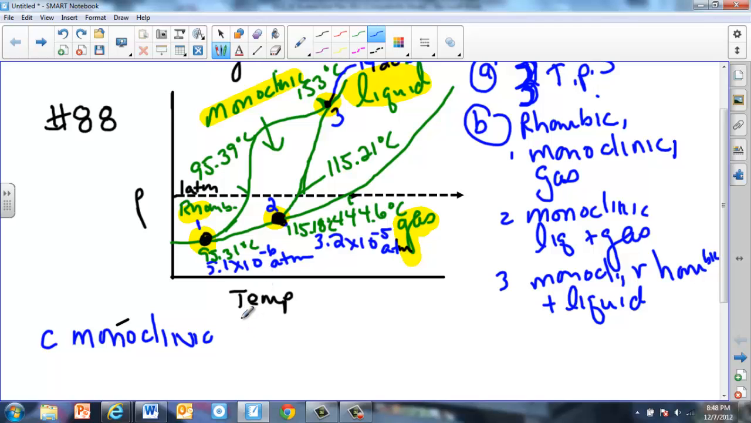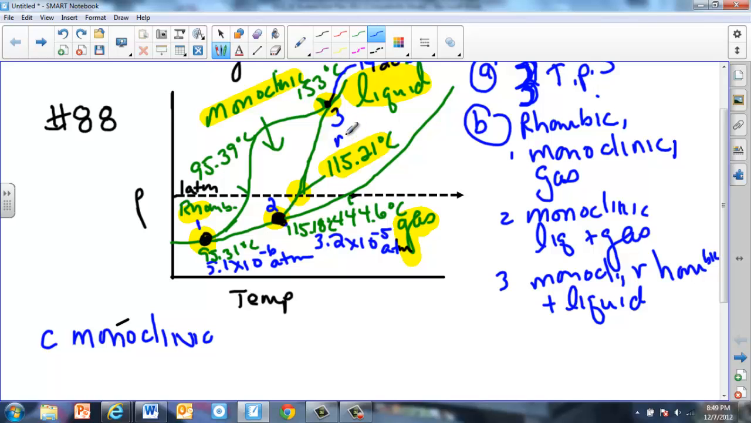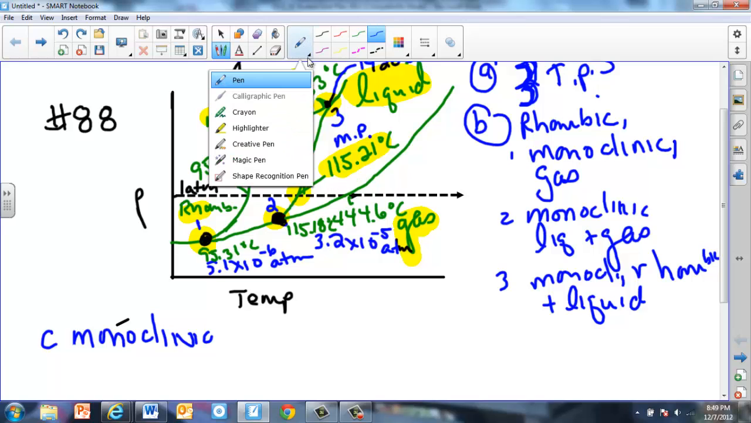That's when you're looking at going into the liquid phase, entering the liquid phase, and entering the boiling point, or excuse me, entering the gaseous phase. And so for the melting point, this is the barrier of where we're going from a solid to a liquid. So my melting point is going to be 115.21 degrees Celsius.